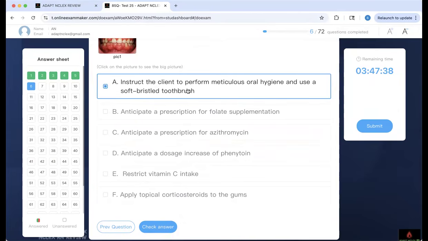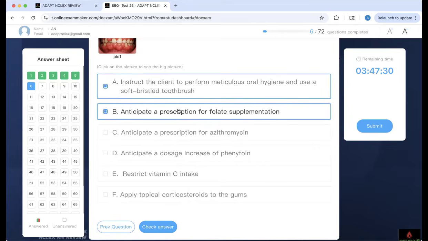What is the problem? Phenytoin decreases folate, and the decreased level of folate is what causes the gingival hyperplasia. Give them a supplement of folate. Azithromycin is good, but in this question, there's no evidence of infection. Gingival hyperplasia is not an infection. If there's evidence of infection, we can give azithromycin, but there's not.